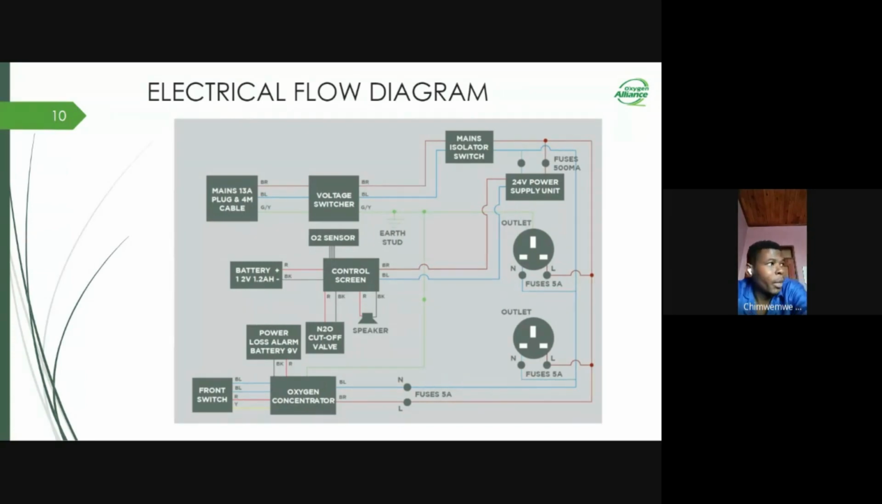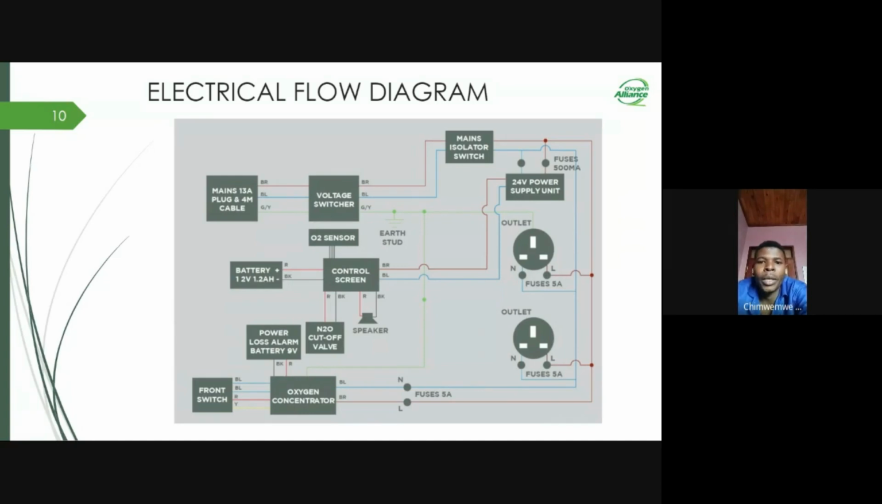From the 24 volt power supply, the power goes to the control unit where an oxygen sensor is connected, and also we have the nitrous oxide cutoff valve, and a speaker connected to it. As you can see in the graphics, there is a 12 volt battery, which is 1200 milliamp hour. This battery supplies the control screen in cases of power failure, as I said earlier. We have the concentrator, and in the front a switch which is used to turn on the concentrator.